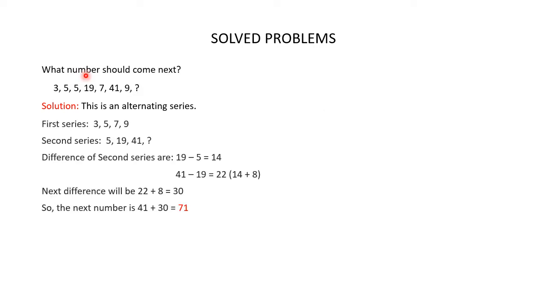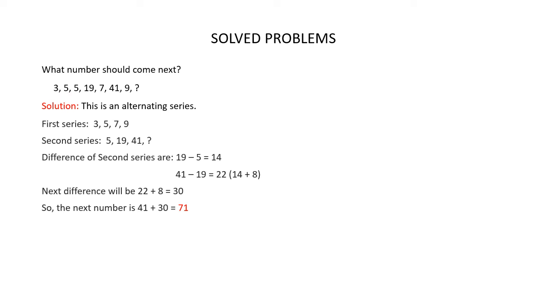What number should come next in this number series? 3, 5, 5, 19, 7, 41, 9, question mark. You have to find out the number that has to come after 9. When you observe these numbers in the number series, you'll notice that there is an increase, same, increase, decrease of the numbers in this series. So this is obviously an alternating series.